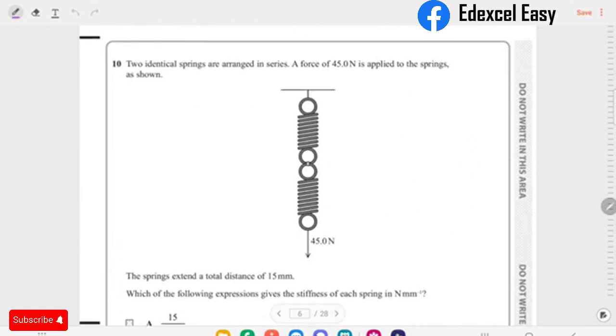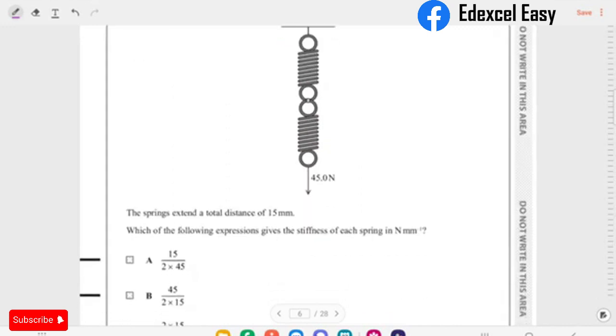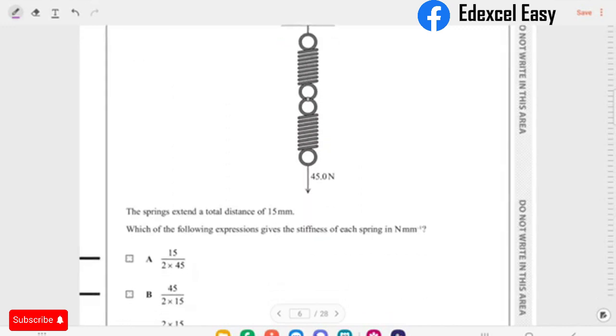Moving on to question 10. Two identical springs arranged in series. Force A is 45 Newton. So a force of 45 Newton is applied to the springs as shown. The springs extended to a total distance of 15 millimeter. Total distance means that together, each spring is extending at 7.5 each.